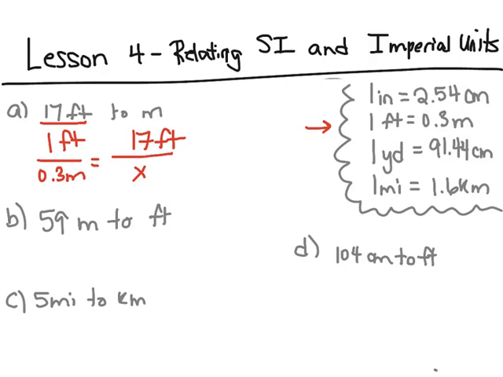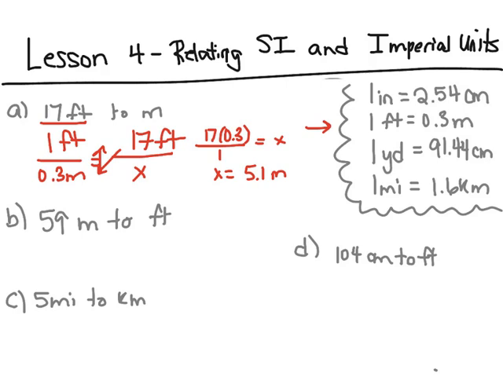Now you're going to cross multiply and solve for x. So 17 times 0.3 divided by 1 equals x. So x should be equal to 5.1 meters. So that is how you would convert from feet to meters.